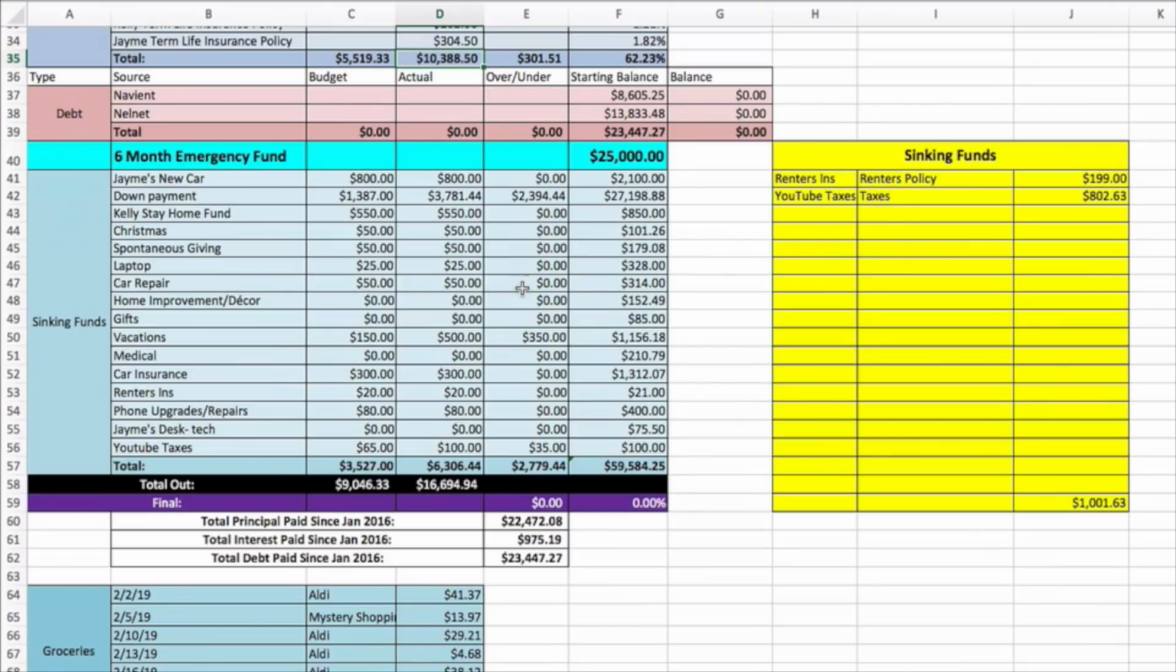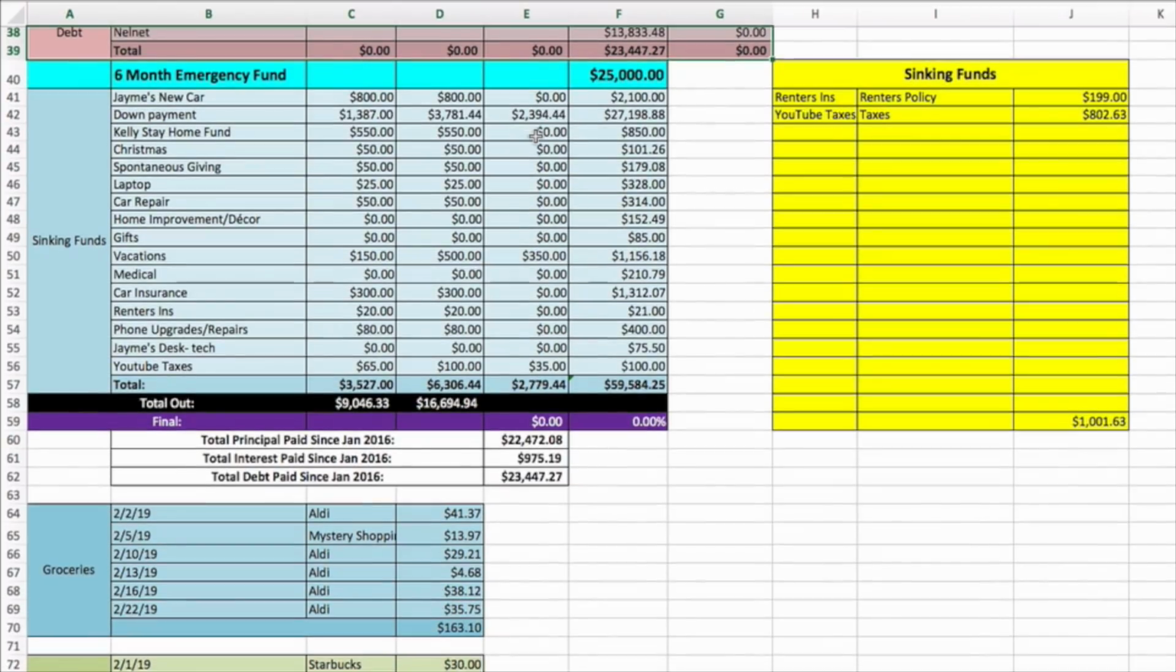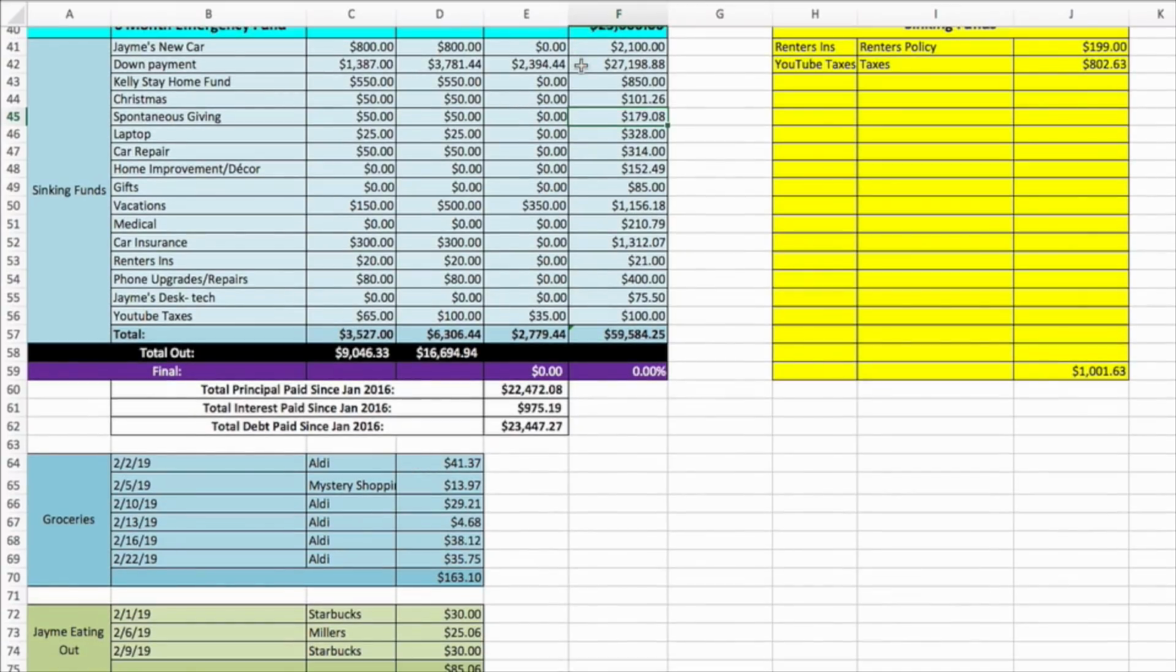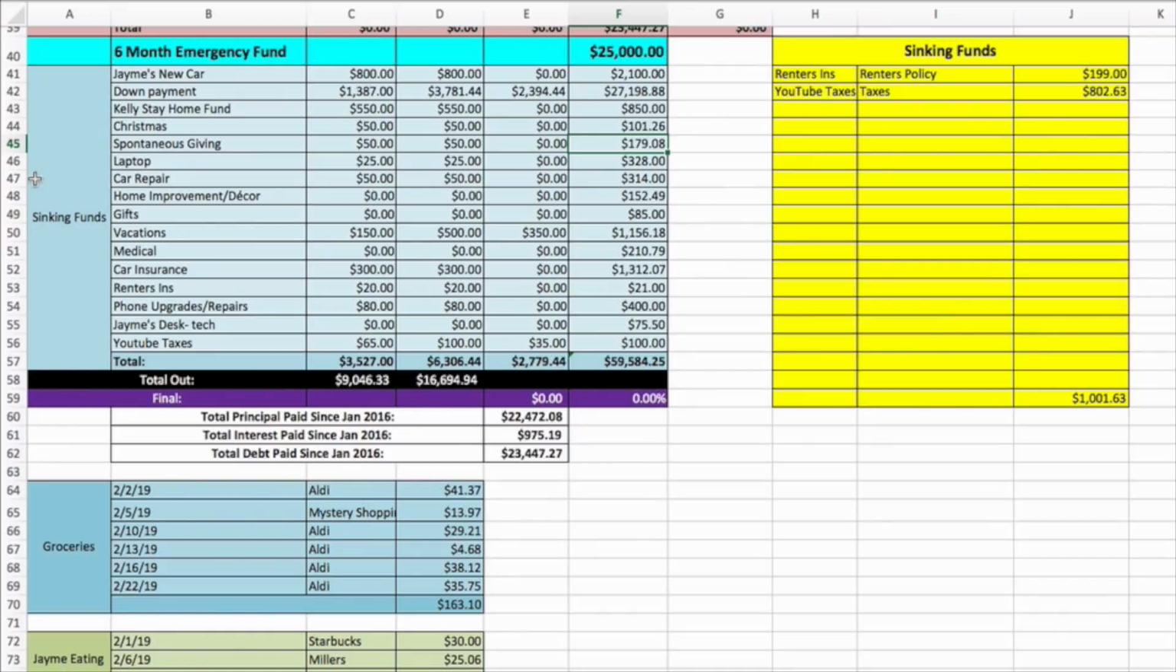Okay, let's get into the bottom. Debt, obviously we don't have any debt. We are debt free, but we keep this in here just to remind ourselves of where we came from. 6 month emergency fund is staying at the same at $25,000. So let's get into our sinking funds. Jamie new car, we added $800. So in that fund, it has a total of $2,100.